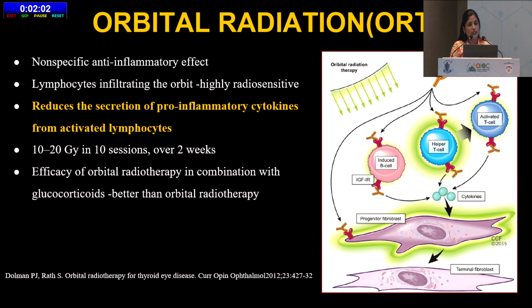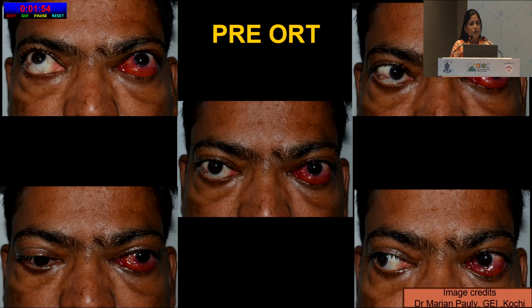Then orbital radiation therapy, it is the most controversial I feel. It reduces the secretion of pro-inflammatory cytokines from activated lymphocytes. So this was one patient who presented like this, who was given pulse methylprednisolone therapy along with mycophenolate mofetil.